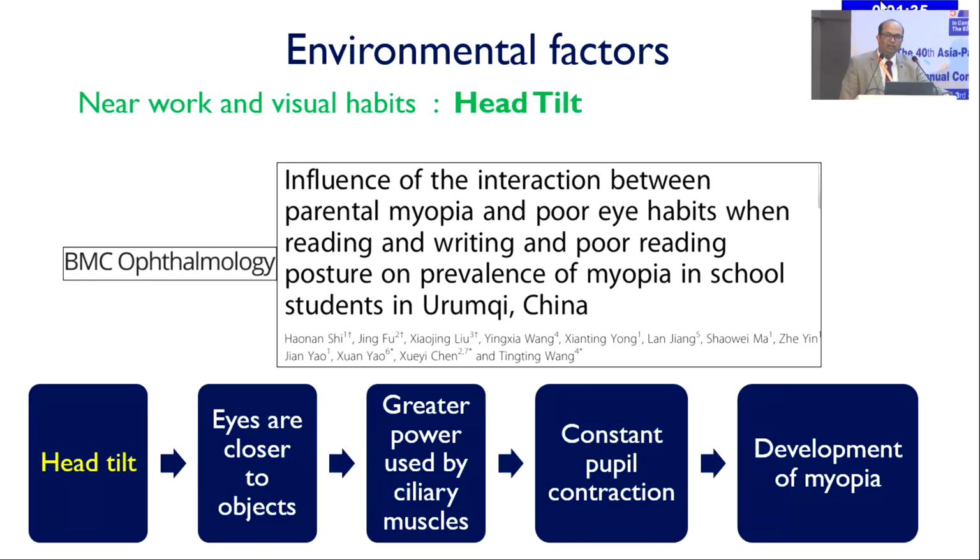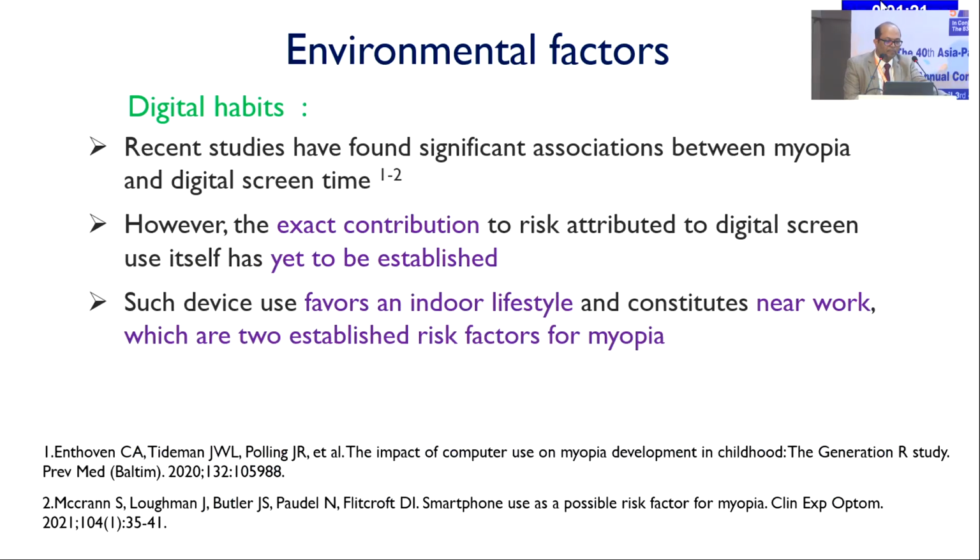Near work and visual habits, this is something interesting I came across when I was reading this topic. Head tilt while reading is also something we need to avoid, because here the mechanism is eyes are closer to the object, greater power use by the ciliary muscles, and that constant pupil contraction has a risk for the development of myopia.